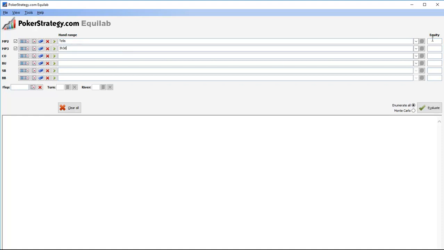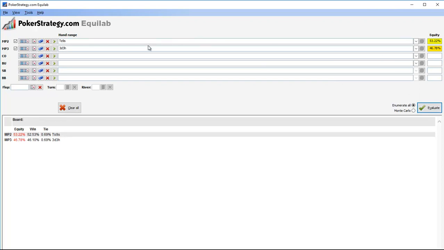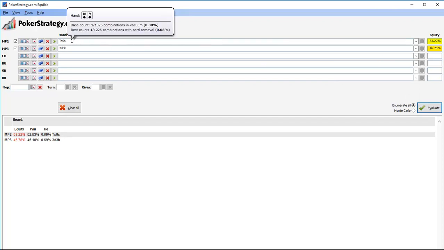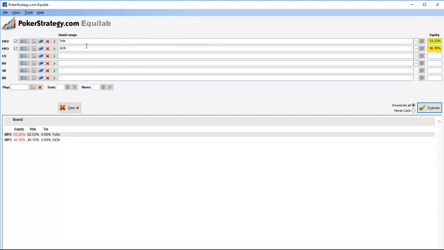So it's going to give these equities, and all these equities are the percent that each hand is going to win. So we expect this to be basically a flip. And actually the suited connectors are a slight favorite because they have that straight and that flush potential, but approximately speaking, a flip. And you can also do this after the flop.